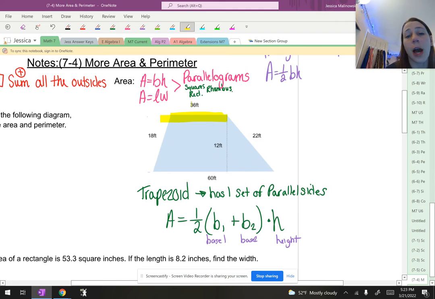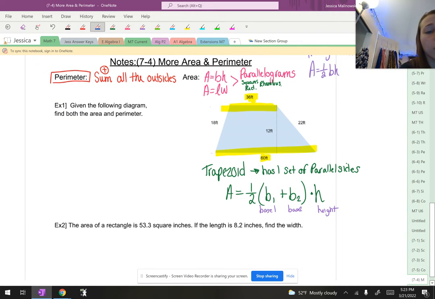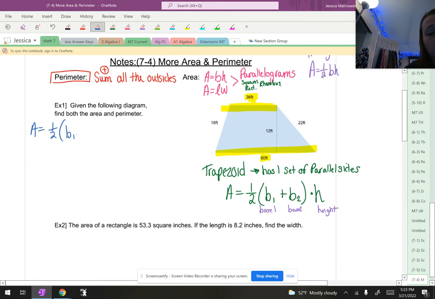We have a base up top that is 36 feet, and then we have a longer base on the bottom that is 60 feet. So that's why we have to take the average of those two bases, since they're different. Okay, so starting first with the area, always rewriting the formula I'm using first, because then it prevents me from making mistakes and it gets me partial credit if I do make mistakes. And that 1/2 can very easily convert to the 0.5 if you prefer it.